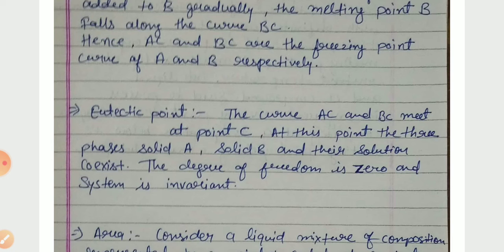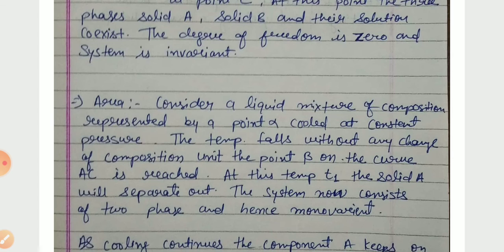and the system is non-variant. If you talk about the areas of the system, consider a liquid mixture of a composition represented by the point A and cooled at constant pressure. The temperature falls without any change of composition until the position B. The curve AC is reached at the temperature T1 and solid A will separate out. The system now consists of two phases and hence it is monovariant.